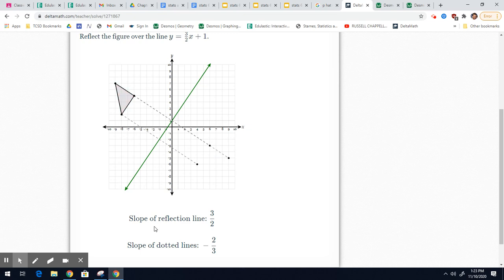All right, so the theme of that was your slope was not a positive or negative one, nor were they horizontal or vertical lines. So best of luck to you. Hopefully it goes well.